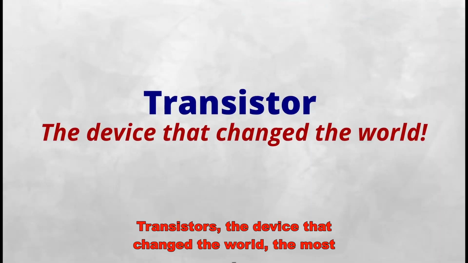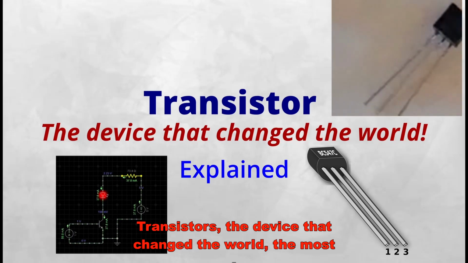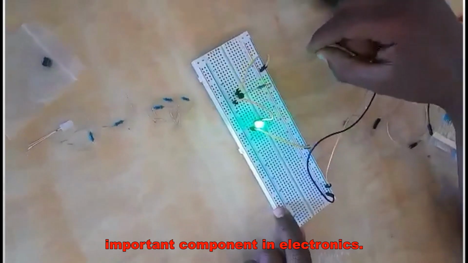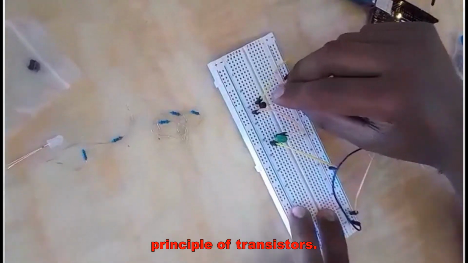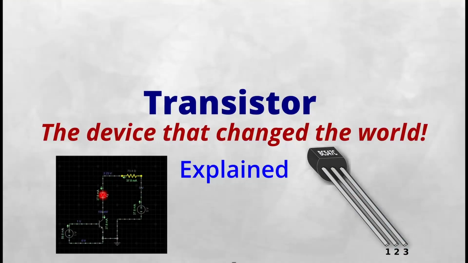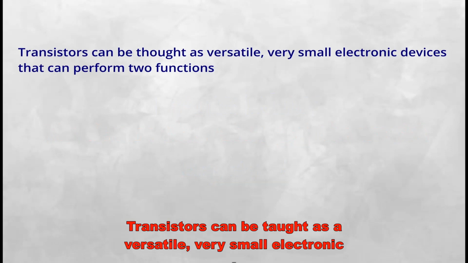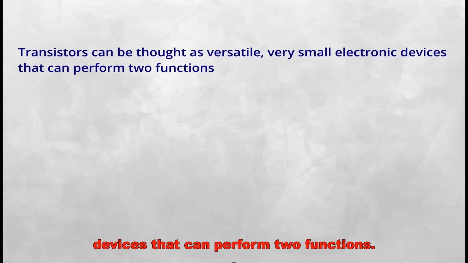Transistors, the device that changed the world, the most important component in electronics. In this video, we will discuss the construction and working principle of transistors. Transistors can be thought of as versatile, very small electronic devices that can perform two functions.